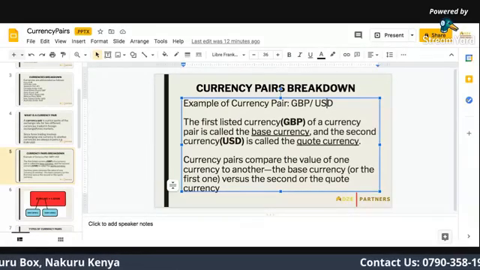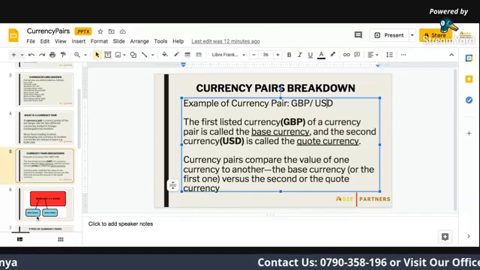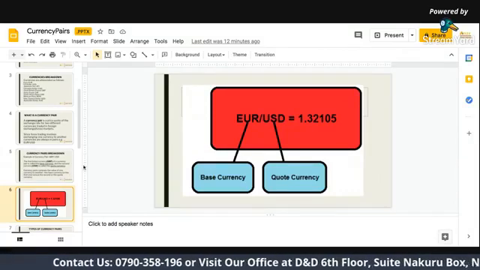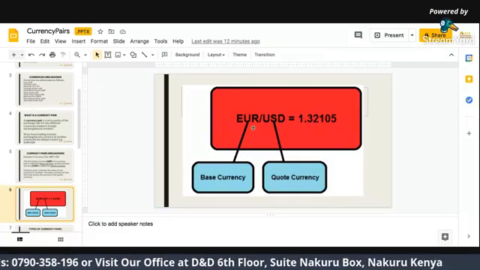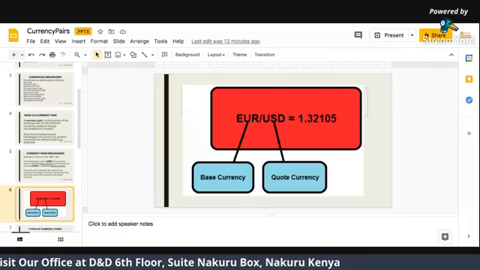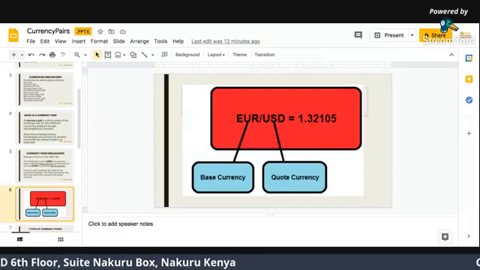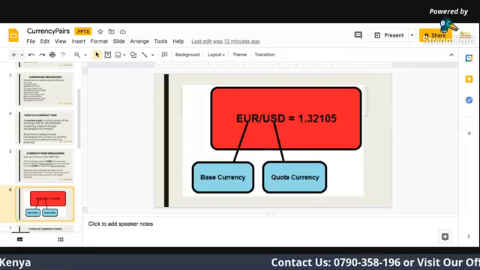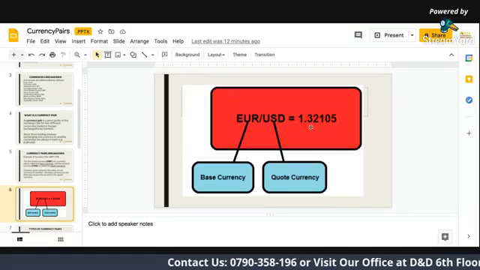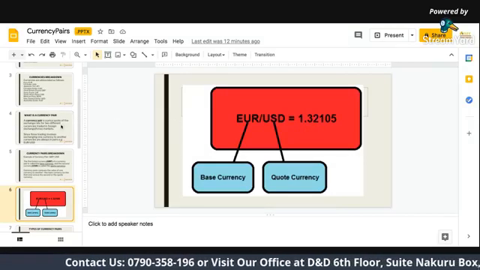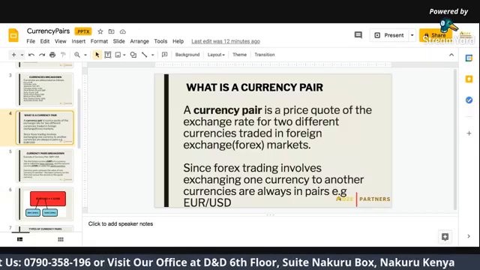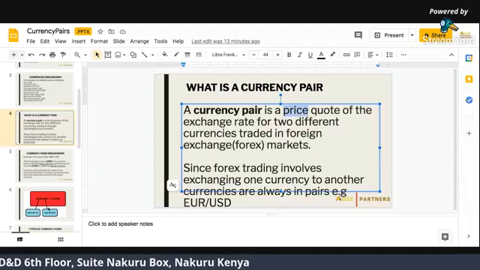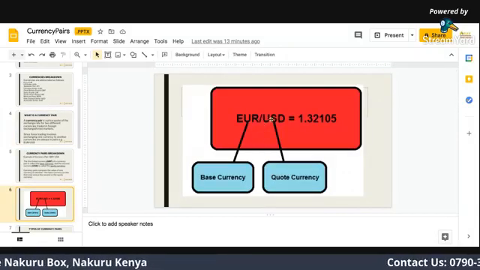Currency pairs compare the value of one currency to another, the base currency or the first currency versus the second or the quote currency. This is a graphical view of a currency pair, Euro USD. Initially, we looked at GBP USD. Here we're looking at Euro USD. The base currency is Euro. USD is now the quote currency. Here we mean 1 euro is equal to 1.3. This is now the price. Remember we said a currency pair is a price quote. Get this clear, it's a price quote. So when you see a currency pair, this is the price quote.